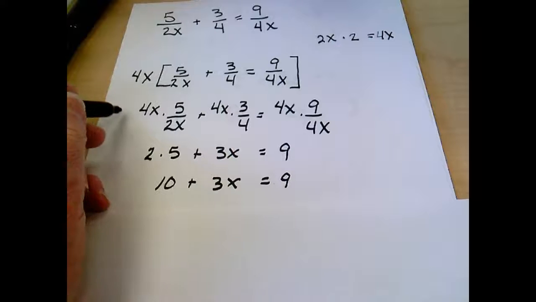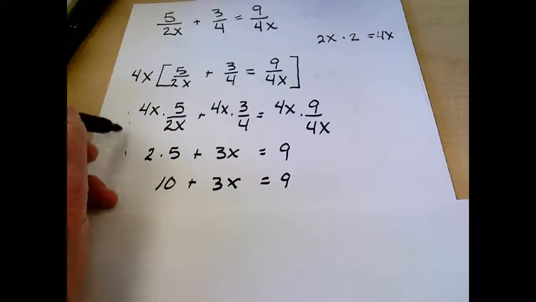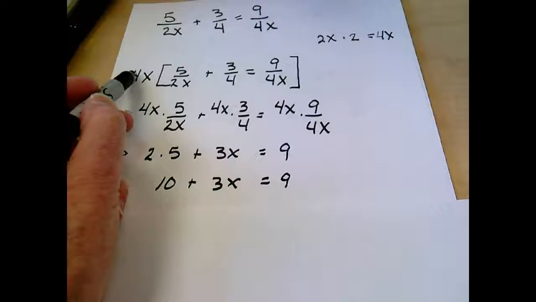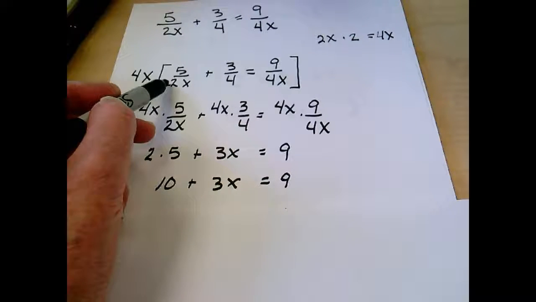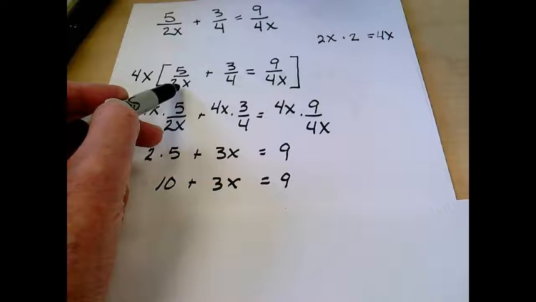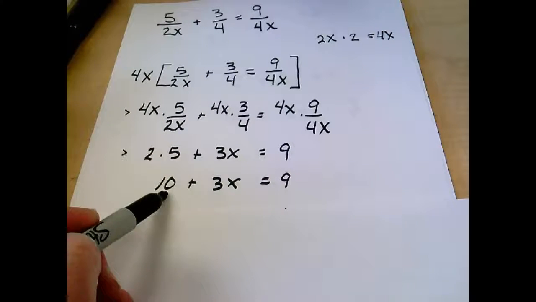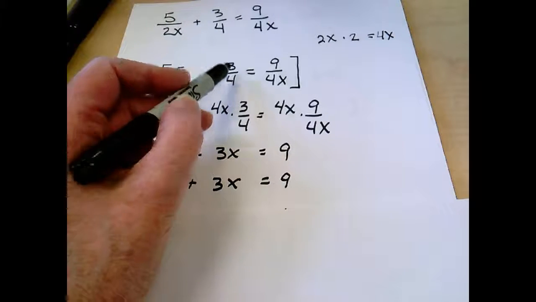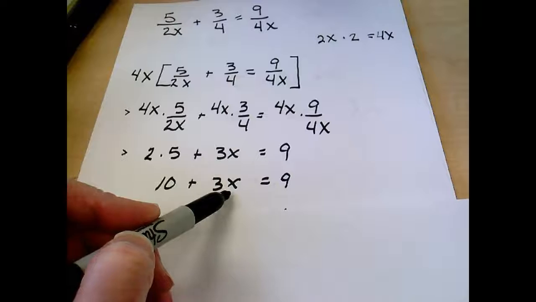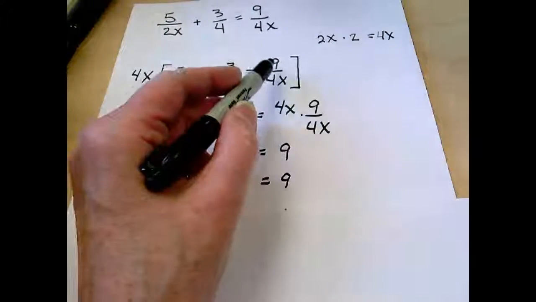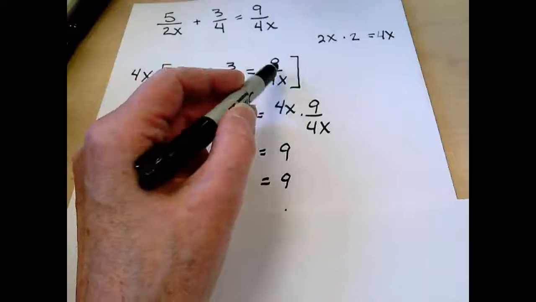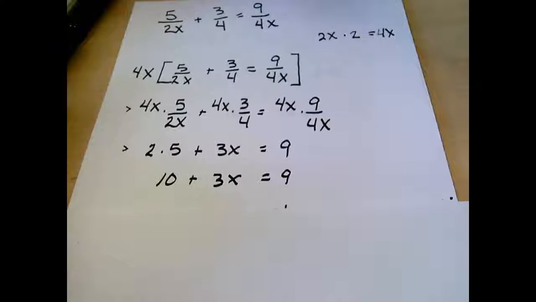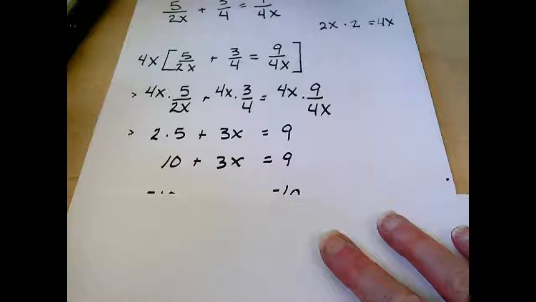Now these two steps here, you don't have to write down. Once you get used to it, you can probably do those in your head. So when I do it, I go 4x is divided by 2x, which leaves me with 2 times 5 is 10. 4x is divided by 4, so the 4's cancel, which leaves me with the 3x. The 4x times 9 over x, the 4x's would cancel and just leave me with 9. So as you get going, you can skip those two steps and just write down your solution.